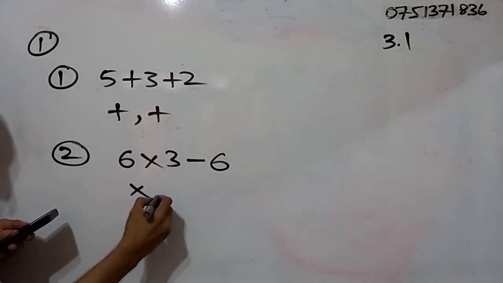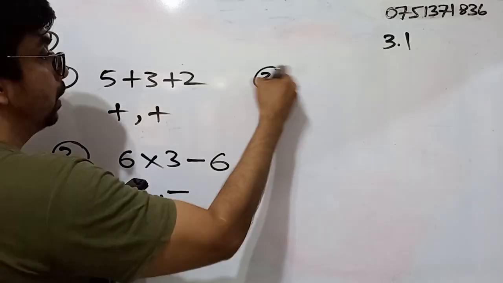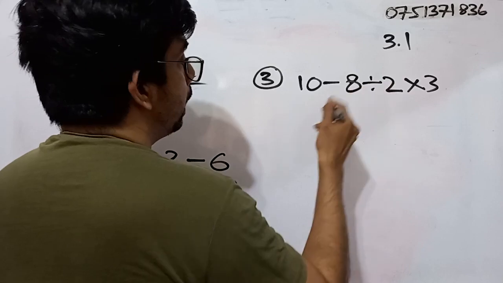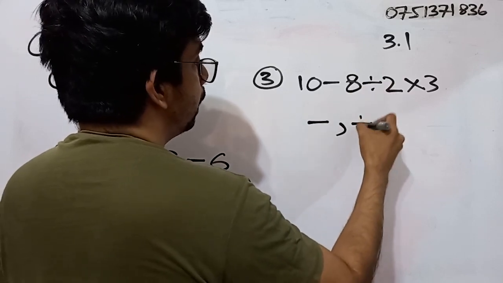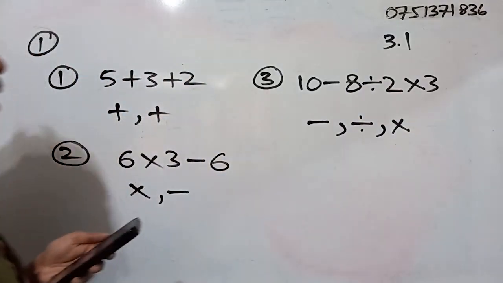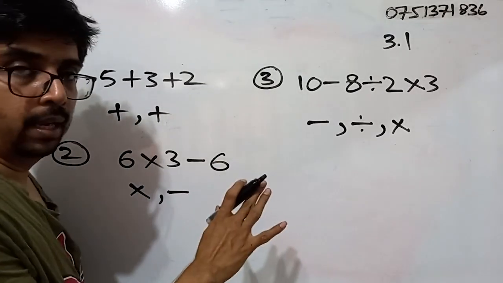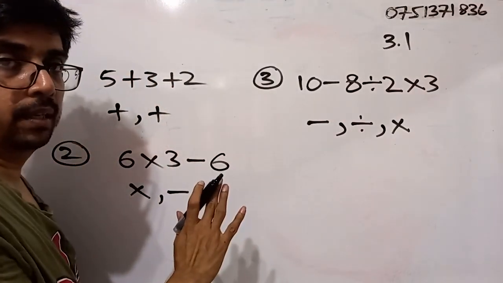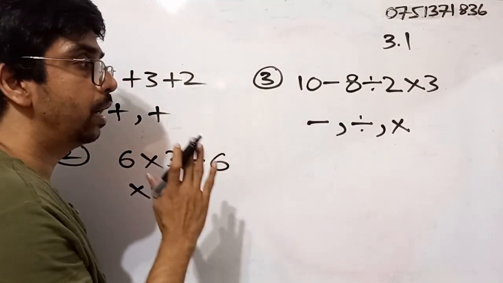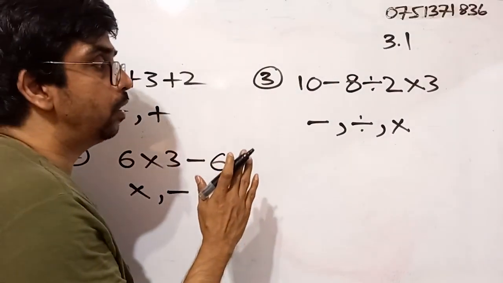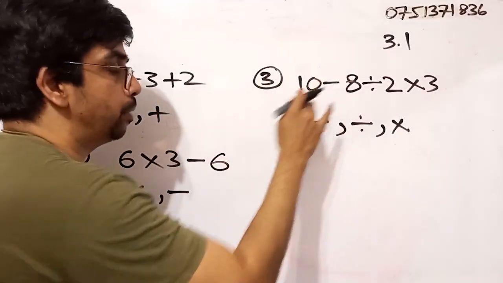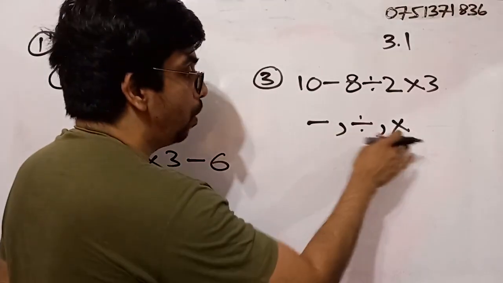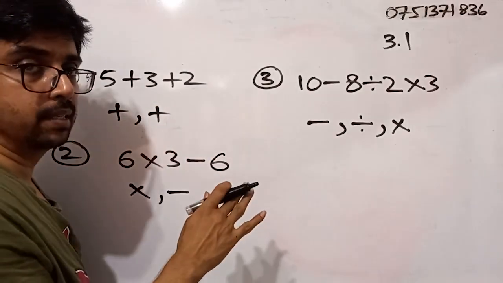So here we have a multiplication, then a subtraction. Third one, we have 10 minus. Here we have a minus, then a division and what? A multiplication. Now try to understand, in this question, they are not asking us to simplify the expressions, right? They are asking us to just write down the mathematical operations of the expressions as they appear. Okay? So don't misunderstand that this is the order that we have to simplify this.